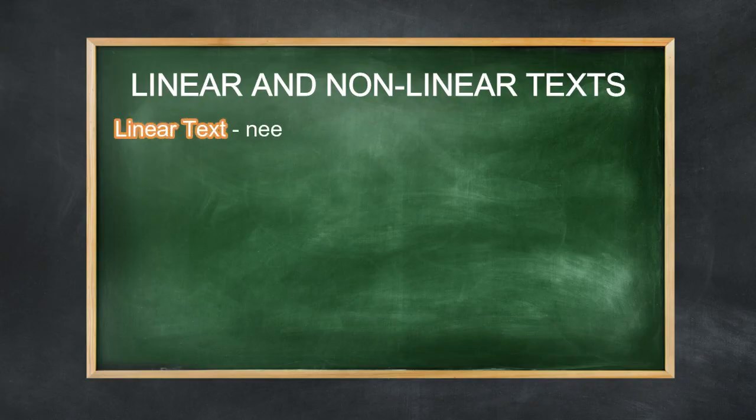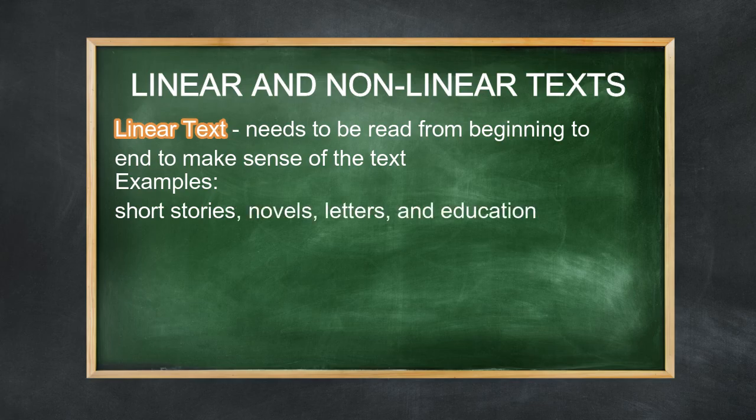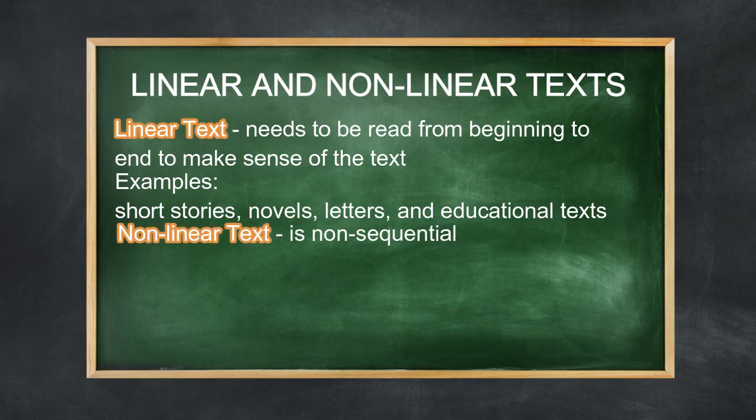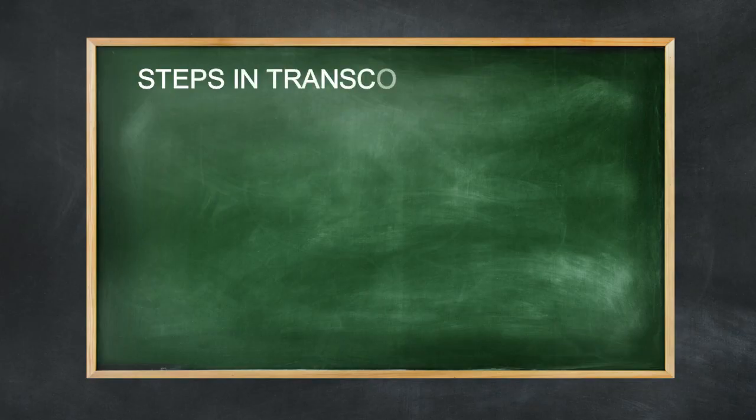A linear text is traditional text that needs to be read from beginning to end to make sense of the text. Examples of linear texts are short stories, novels, letters, and educational texts. A non-linear text, on the other hand, is not required to be read from beginning to end since its reading path is non-sequential. In assisting the readers, visual aids such as graphic organizers, concept maps, diagrams, and charts are used, transcoding linear to non-linear text and vice versa.